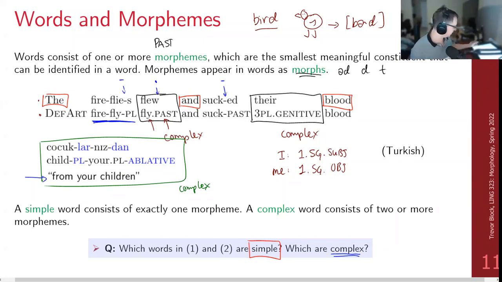So the translations are there to help you. They're not there to dictate anything about the syntax or the morphology. So it might look like a sentence, it might look like a phrase, but actually in Turkish, this is a word. So the notion of simple and complex words isn't really a huge thing for us, but it is a nice way to talk about whether there are different morphemes in there. Like, can we break this up? No, it's simple. Or yes, you can break this up, it's complex.